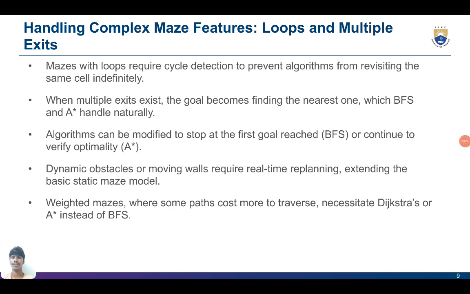Handling complex maze features: loops and multiple exits. Mazes with loops require visited tracking to prevent algorithms from revisiting the same cell indefinitely. When multiple exits exist, the goal becomes finding the nearest one, which BFS and A star handle naturally. Algorithms can be modified to stop at the first goal reached (BFS) or continue to verify optimality (A star).